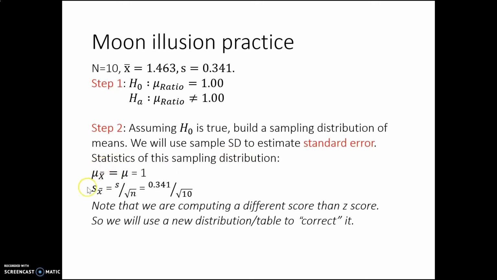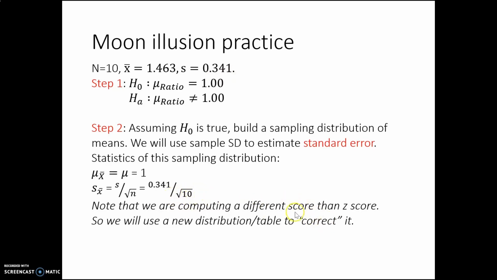Okay? And we are also going to calculate this standard error, that is the standard deviation of this sampling distribution of the means. We're going to use our sample's SD to estimate it. So we use s, our sample's SD, over the positive square root of our sample size n. Okay, and we plug in the numbers. Here we plug in our sample's SD 0.341 and divide by the square root of 10, where 10 is our sample size.